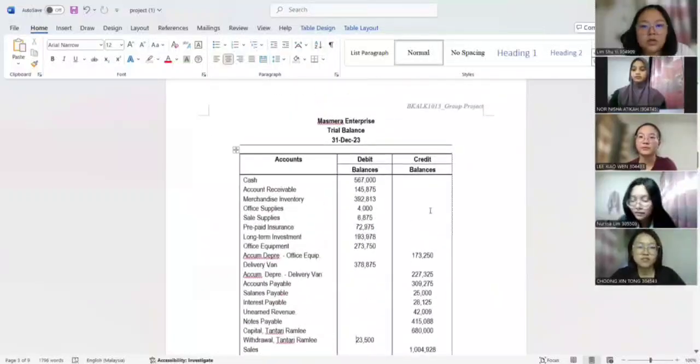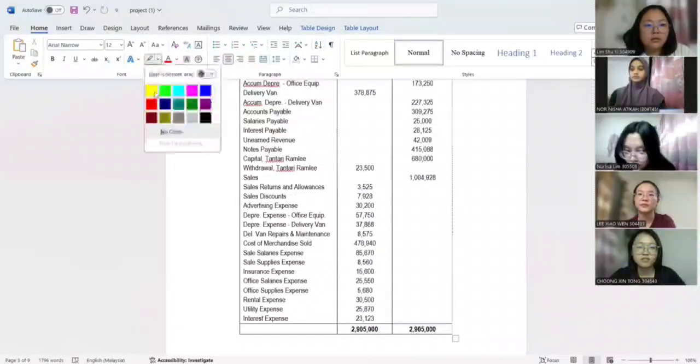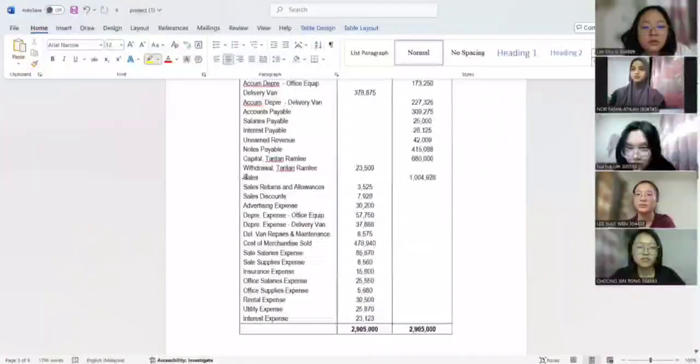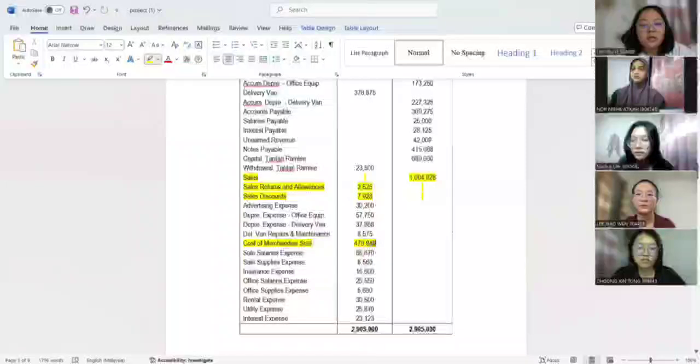Let's look at the trial balance. The sales return and allowances, sales discount are going to the statement of profit or loss, and also the cost of merchandise sold is used in that statement. This is all located in the profit or loss statement. We have to find the gross profit first, so we use the sales, deduct the sales return and also the sales discount. After that, we find the net sales, and then we still have to deduct the cost of merchandise sold to find out the gross profit.